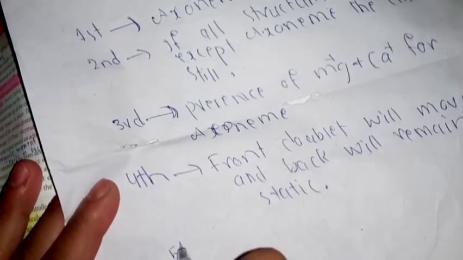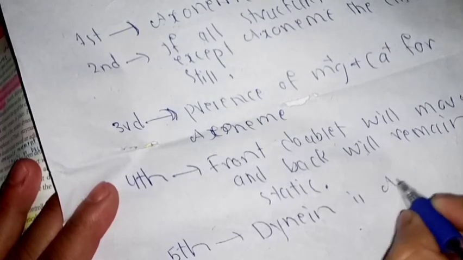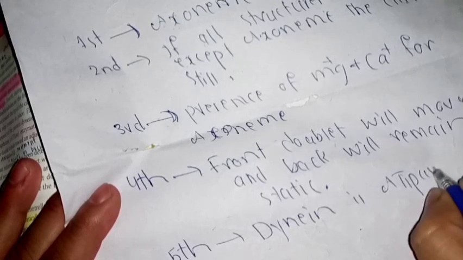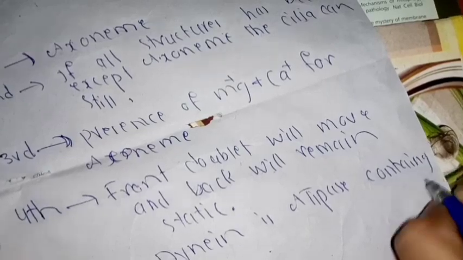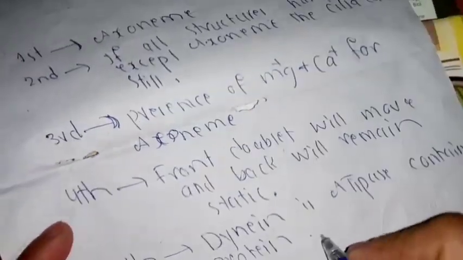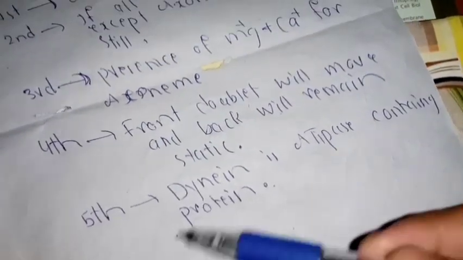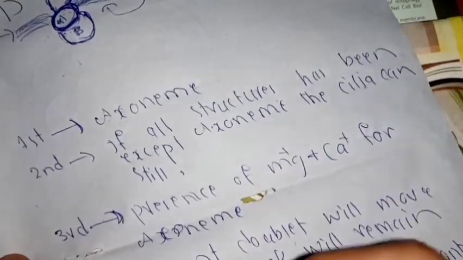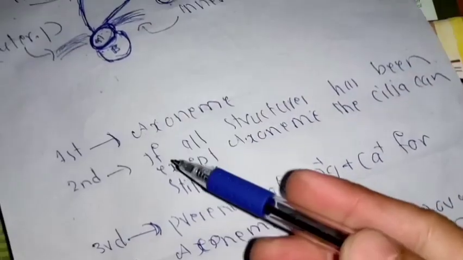The fifth point is, dynein is an ATPase-containing protein, so it will use ATP in order to carry out the motor functions of the cilia. So these were the 5 main points in the mechanism of cilia. Now we will discuss the mechanism. First of all, take a look over these 5 points.